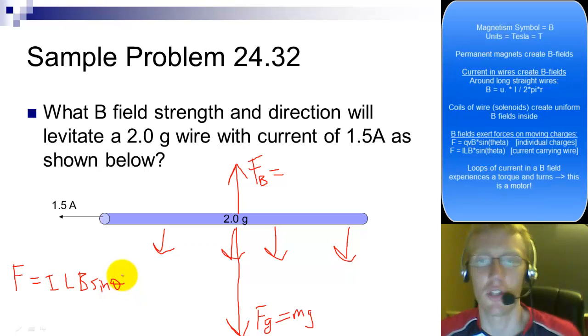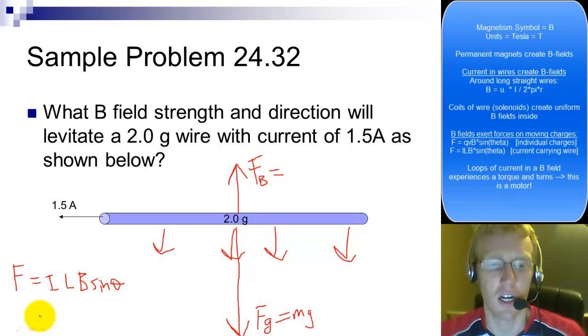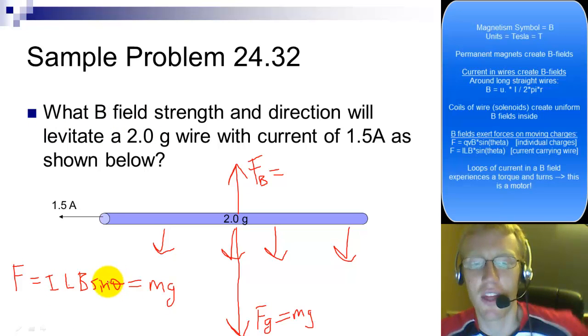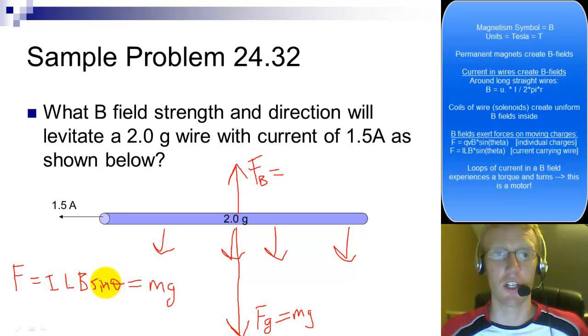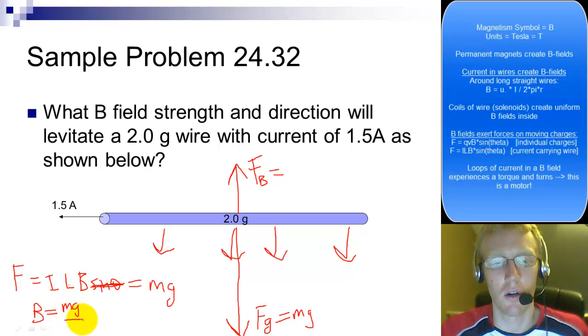So you have a couple of questions. One is, what's the strength needed? The other is, what is the direction that's needed? So this force should be equal to this force. So we can set this equal to mg, and we can solve for the magnetic field. We divide both sides by I L and sine theta. We can make theta 90 degrees because we get to choose the direction of the magnetic field. So sine theta, we'll choose this to be 90 degrees, which means this is 1. So magnetic field is going to be mg over IL.